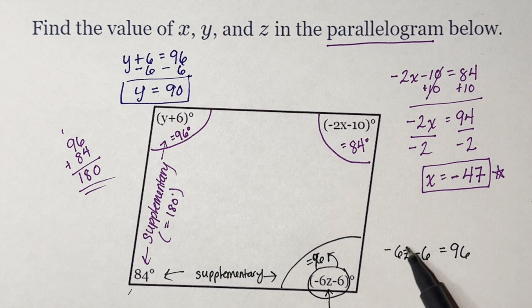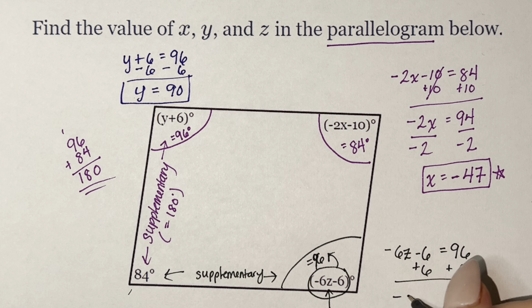So if you think about it, negative 6z, this term here, is what you're subtracting 6 from. So this number must have to be 102, because 102 minus 6 is 96. And that's how we're figuring this out. We actually add the 6 to the other side. Negative 6z equals 102. And then we divide both sides by negative 6.